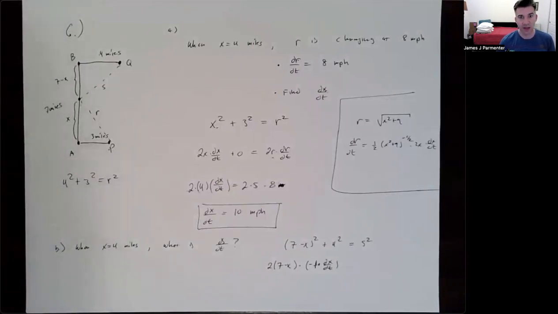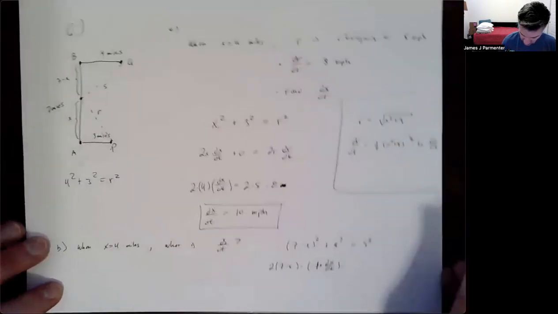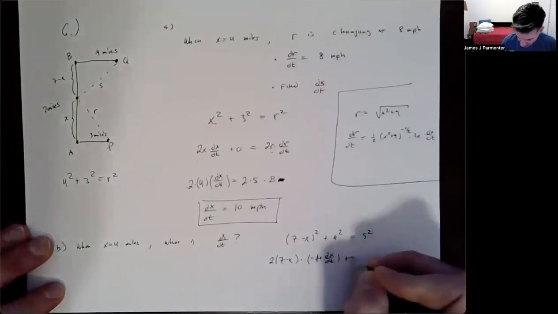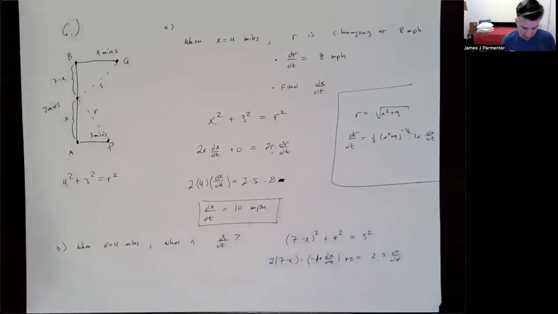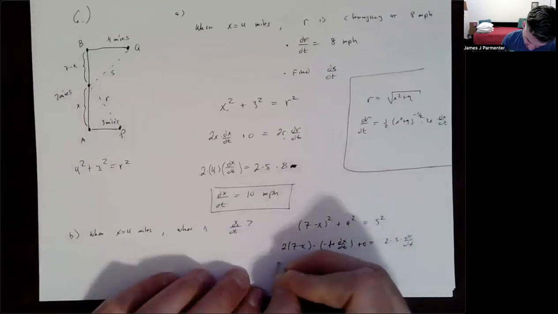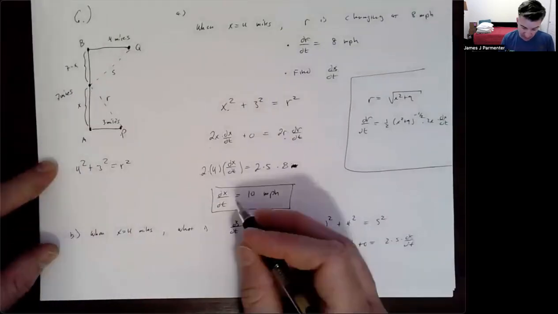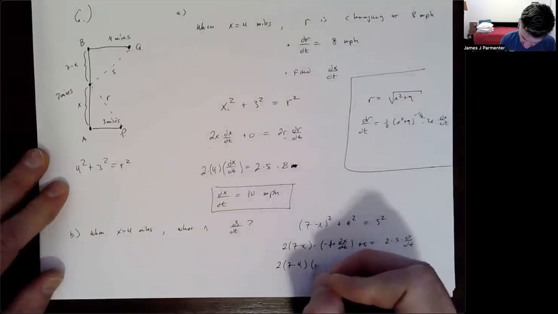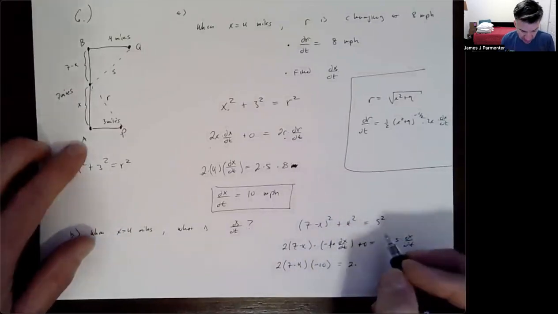Great. Awesome. So you have 2 times (7 minus x) to the first times negative 1 times dx/dt plus 0 equal to 2 times s times ds/dt. Again, we're going to plug in what we know. We know that x is 4. We just found dx/dt in the previous problem. It was 10 miles per hour, negative 10. And then finally on the right hand side, you have 2 times s, which we need to find.